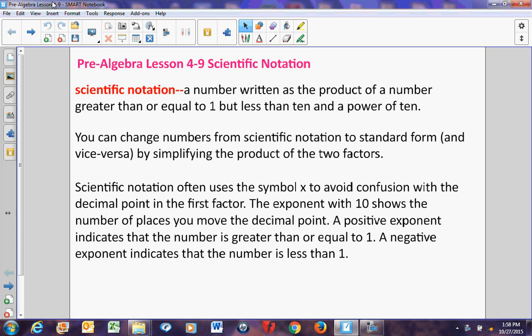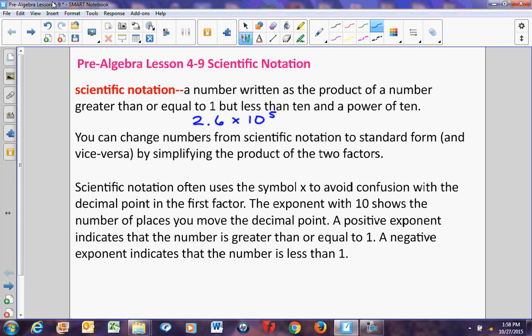For example, scientific notation for a number could look like this: 2.6 times 10 to the 5th power. 2.6 is a number that is greater than 1 but less than 10, and it is multiplied by a power of 10, which means that it follows the definition. It's a number written as the product of a number greater than or equal to 1 but less than 10, and a power of 10.